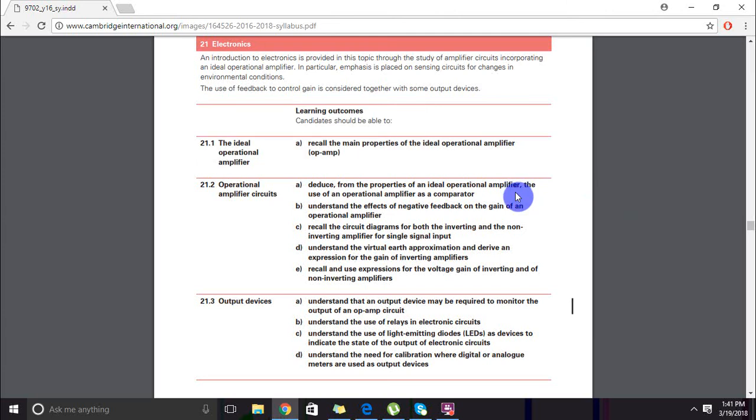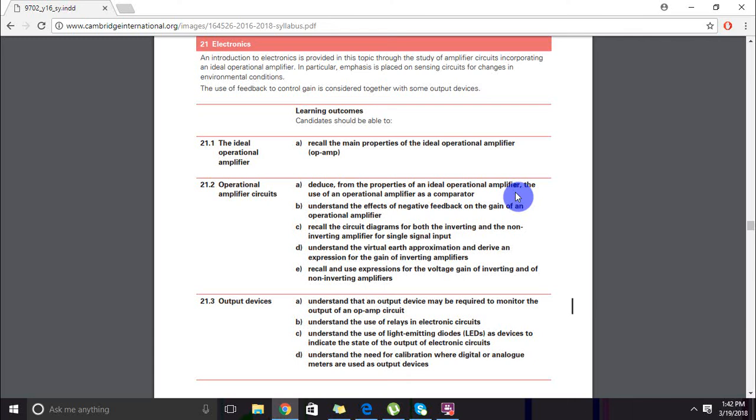So the first thing you need to be able to do is to recall the main properties of an ideal operational amplifier. And if this is the first time you're doing this topic, you wouldn't even know what an op-amp is, let alone an ideal op-amp and the properties associated with it. Right? So you need to know the main properties.